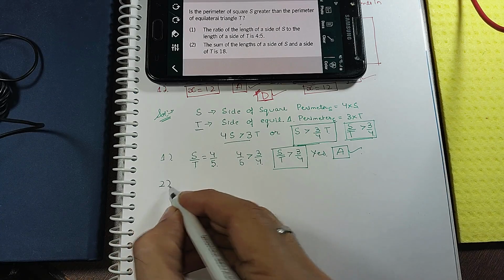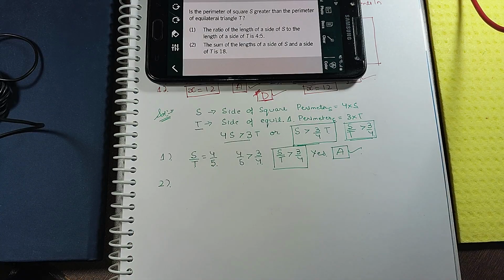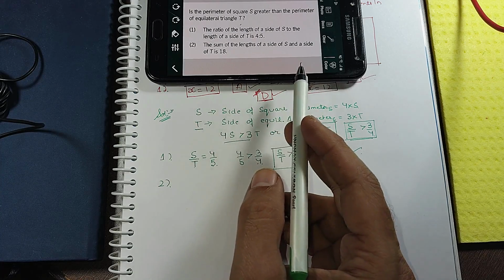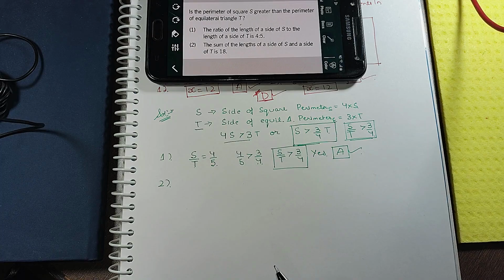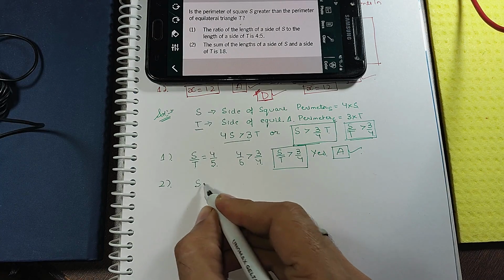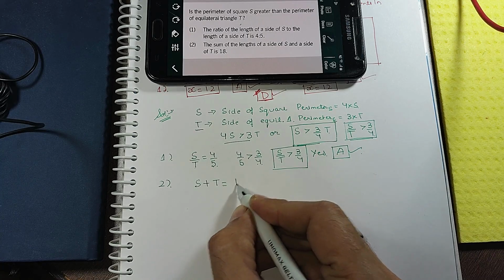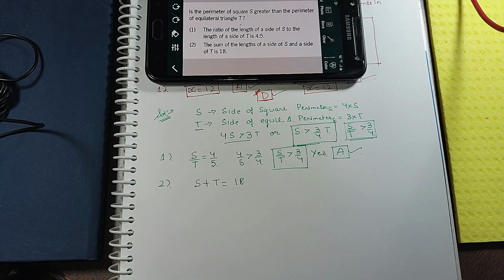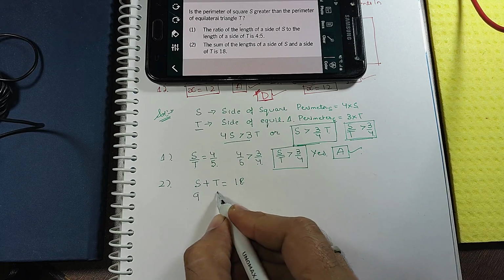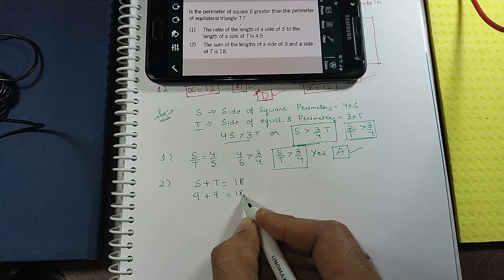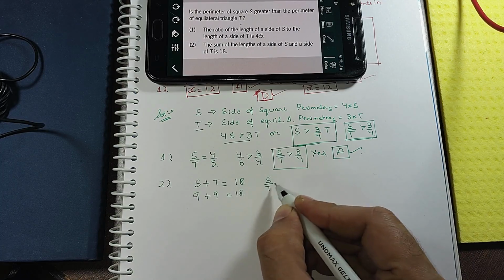Statement 2 tells me the sum of the length of a side of S and a side of T is 18. So what does that basically mean? This means that the sum of one of the sides of S and a side of T is 18. So I have been given that S plus T is equal to 18. Now there can be different scenarios for this. Let us suppose S to be 9 and T to be 9, which adds up to give us 18. So in this case, S by T will be equal to 1.